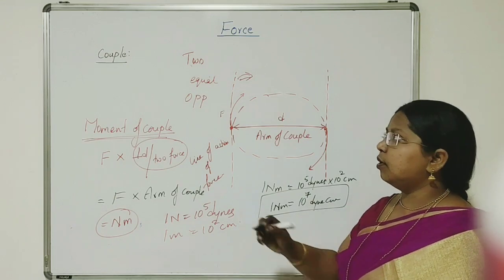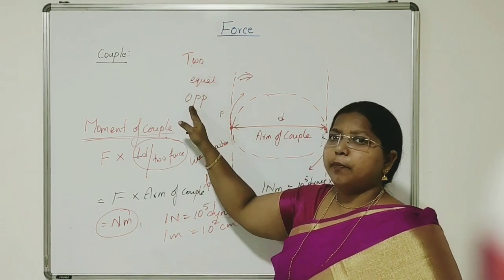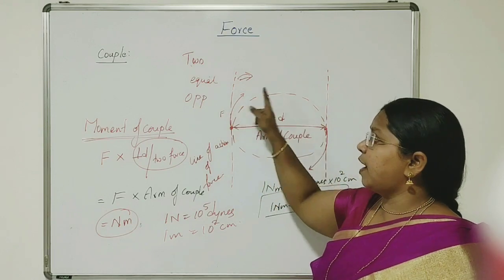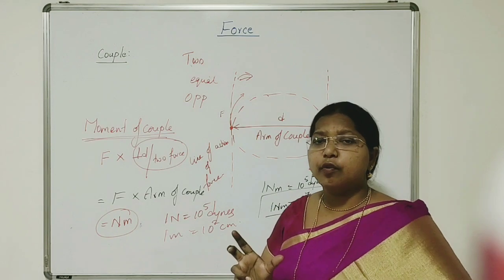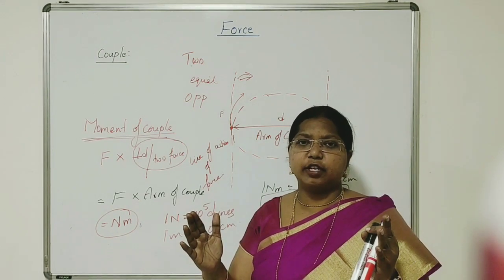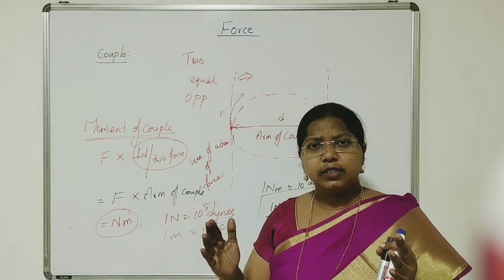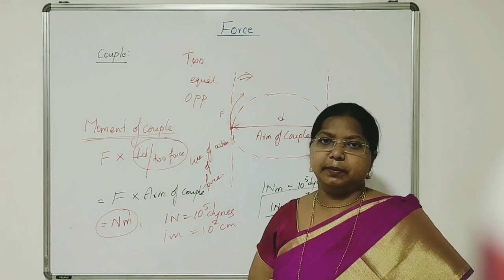So these are the units of couple. So what is the definition of couple? Two equal and opposite forces acting on two different lines of action of force. These lines are called line of action of force. So these two forces are acting on two different lines of action of force. So two equal and opposite forces acting on two different lines of action of force constitute a couple.